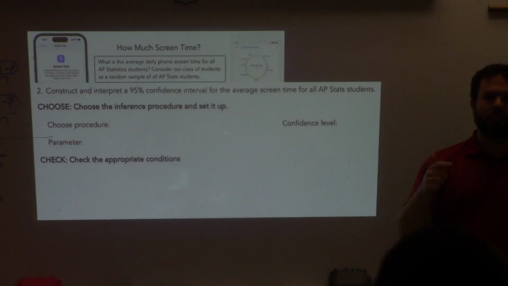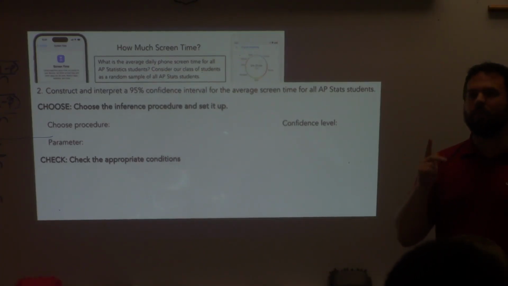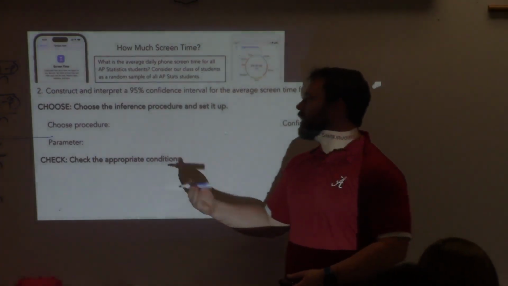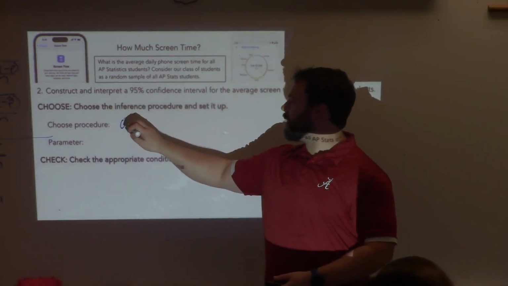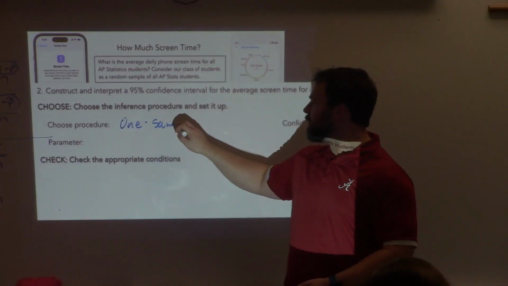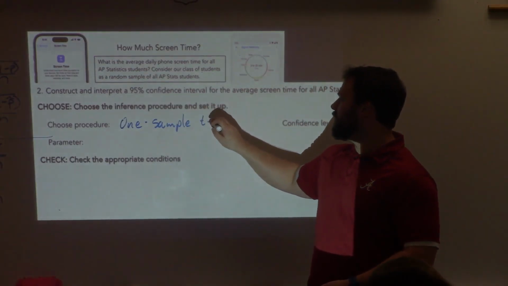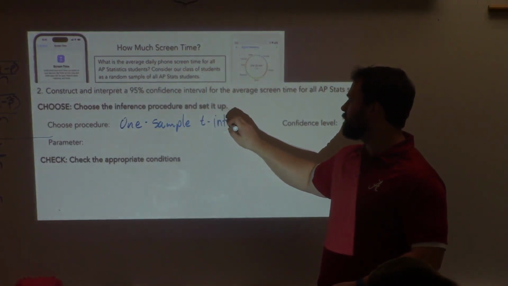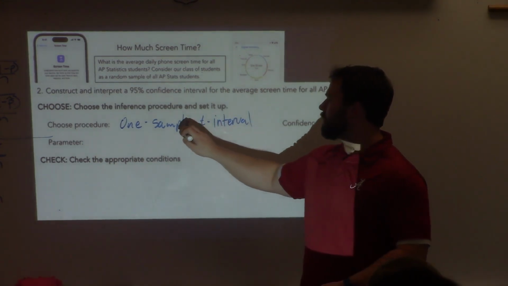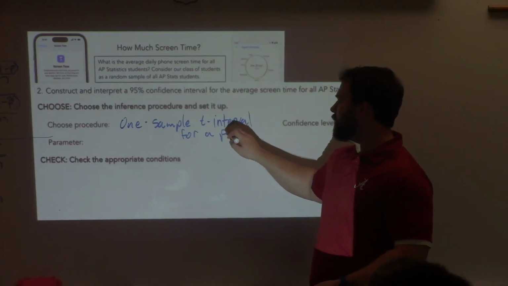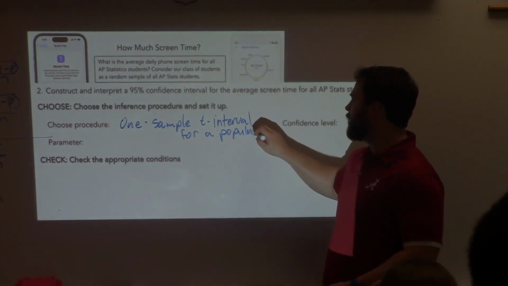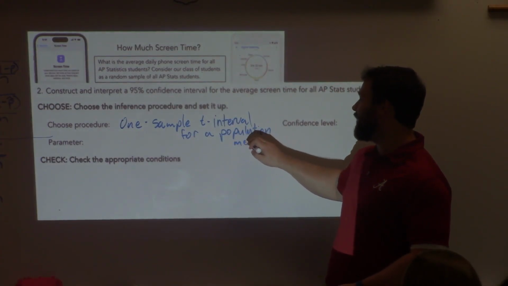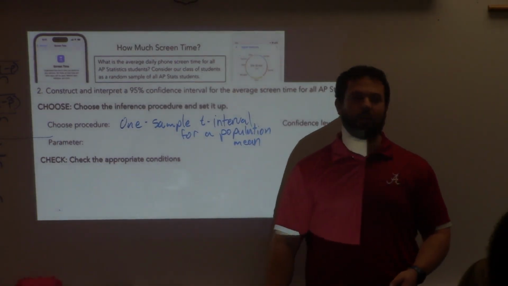Okay, so what inference procedure did we set up here? A one sample t interval for a population mean. One of the things we always need to remember is inference procedures are all about the what? For the population. That was lovely. Remember, I don't ever need to make an inference about a statistic. Why? Or about a sample. Why?